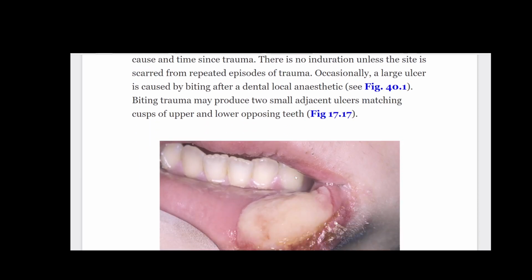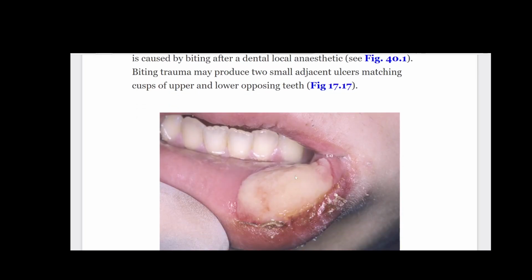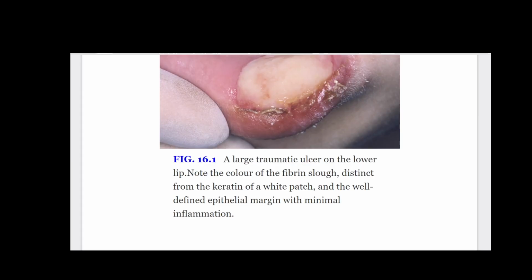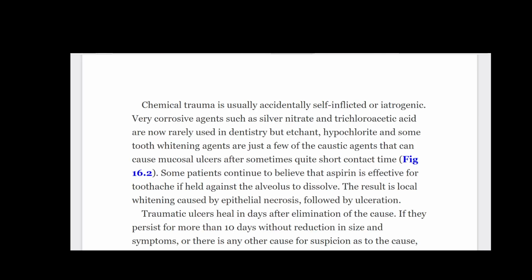Occasionally, a large ulcer is caused by biting after a dental local anesthetic, see Fig. 40.1. Biting trauma may produce 2 small adjacent ulcers matching cusps of upper and lower opposing teeth, Fig. 17.17. Fig. 16.1 A large traumatic ulcer on the lower lip. Note the color of the fibrin slough, distinct from the keratin of a white patch, and the well-defined epithelial margin with minimal inflammation. Chemical trauma is usually accidentally self-inflicted or iatrogenic.